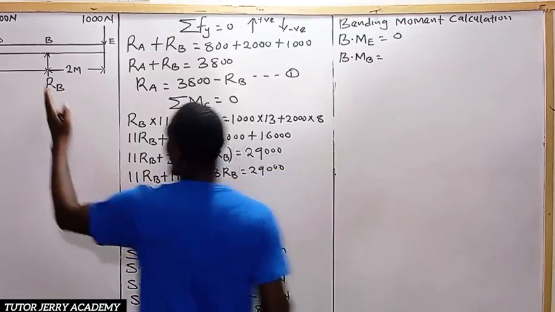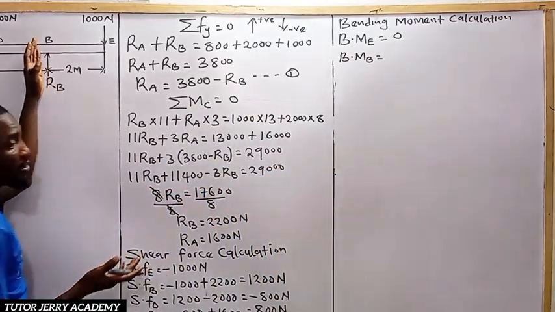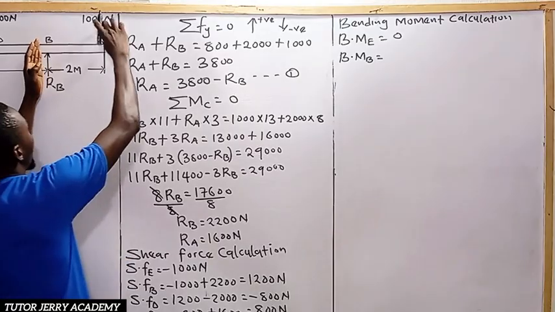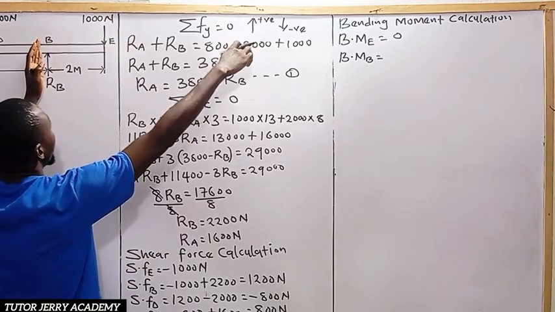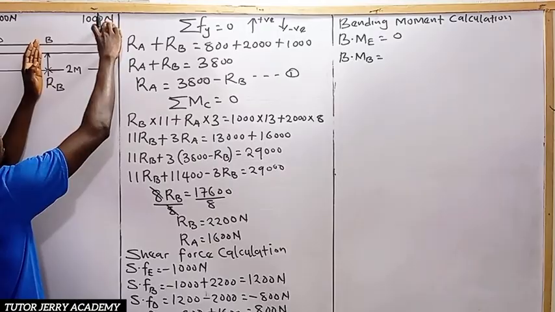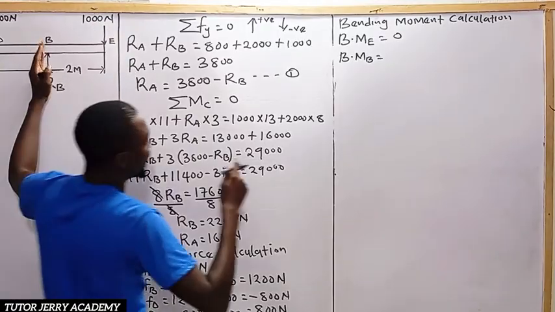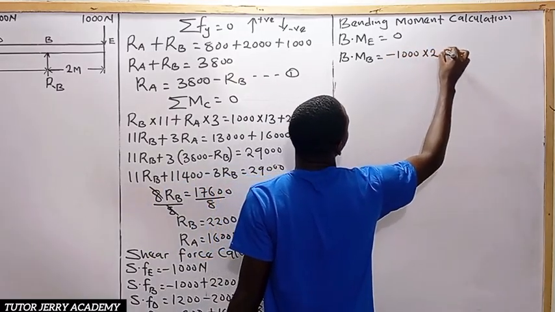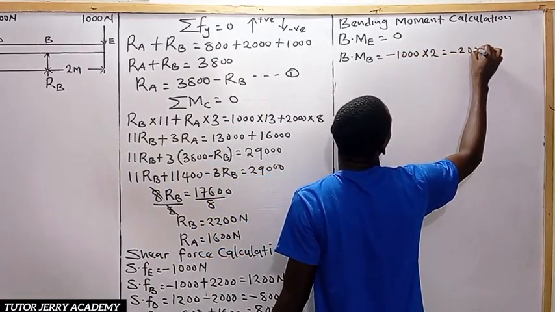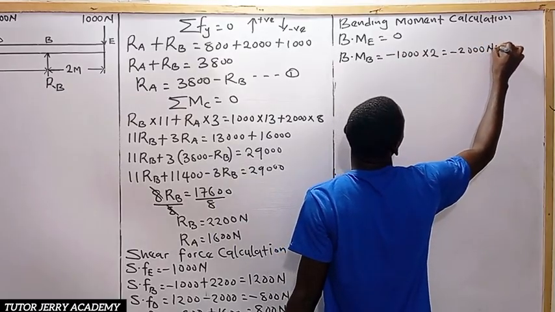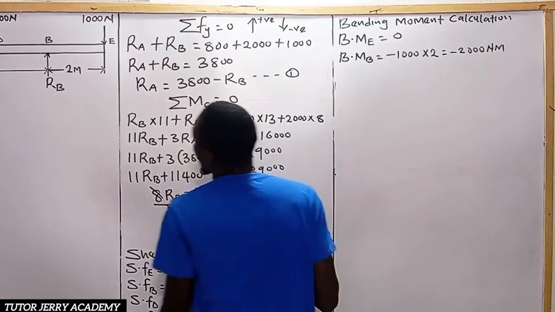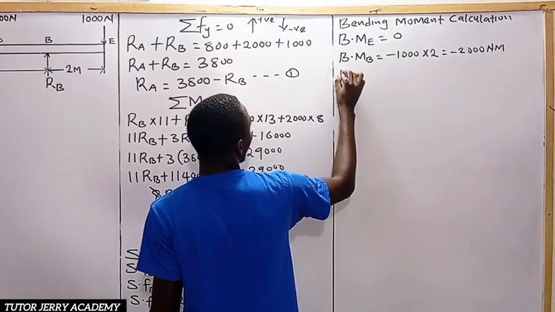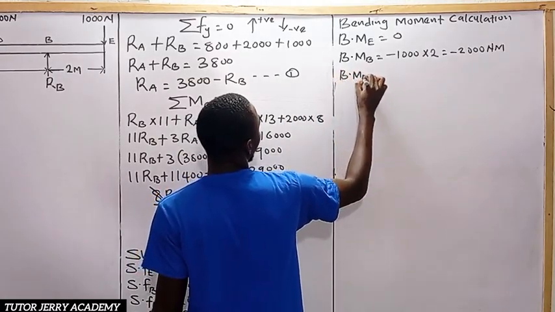So the bending moment at point B, don't forget, moment is force times perpendicular distance. And don't forget our downward force is negative. So we are going to have negative 1,000 multiplied by total distance, which is 2. So minus 1,000 multiplied by 2, which is going to give us minus 2,000 Newton meter. Alright, so the next one is the bending moment at point D.